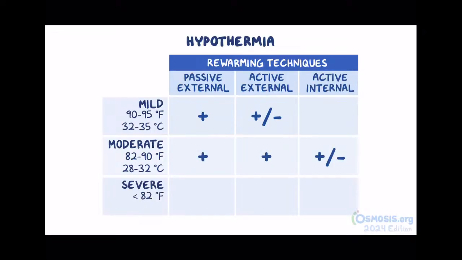Treat these patients with passive and active external rewarming techniques and consider active internal rewarming techniques. Lastly, patients with a core temperature of lower than 82 degrees Fahrenheit or 28 degrees Celsius have severe hypothermia. Treatment includes passive and active external rewarming, active internal rewarming, and extracorporeal rewarming.